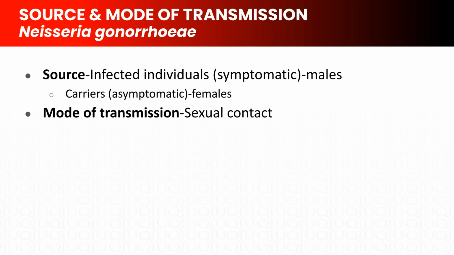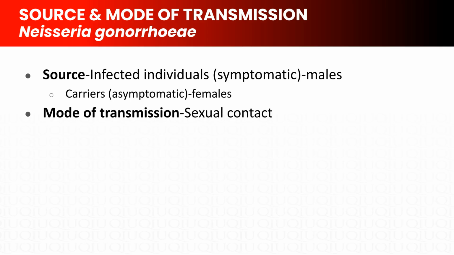In females, the situation is quite different and more problematic from a public health perspective. Many women with gonococcal infection are asymptomatic or have only mild, non-specific symptoms that they may not recognize as indicating an infection. These asymptomatic or minimally symptomatic women serve as carriers who can unknowingly transmit the infection to their sexual partners. Because they don't have obvious symptoms, they're less likely to seek testing and treatment, allowing the infection to persist and spread. The mode of transmission is primarily through sexual contact, including vaginal, anal, and oral sex.